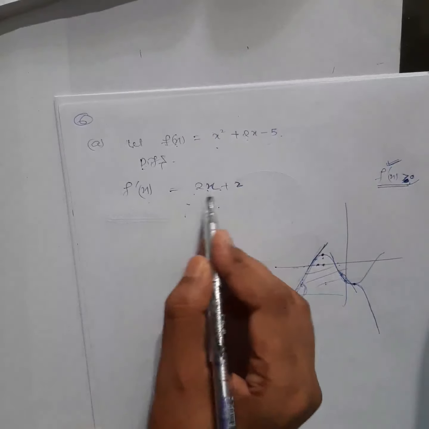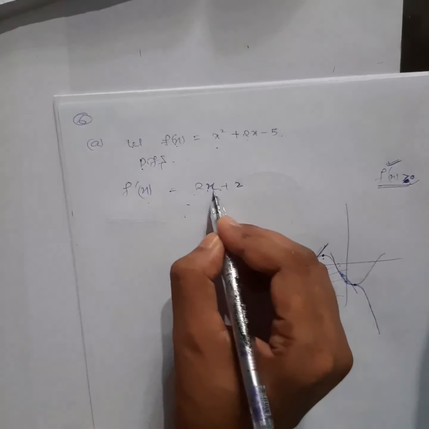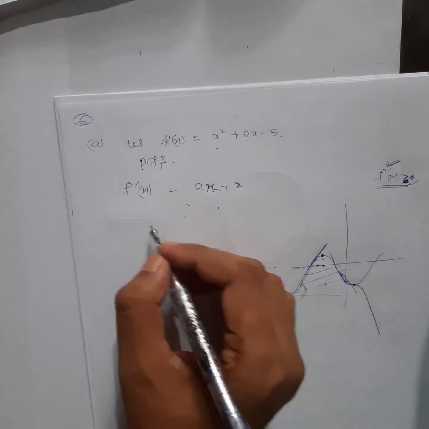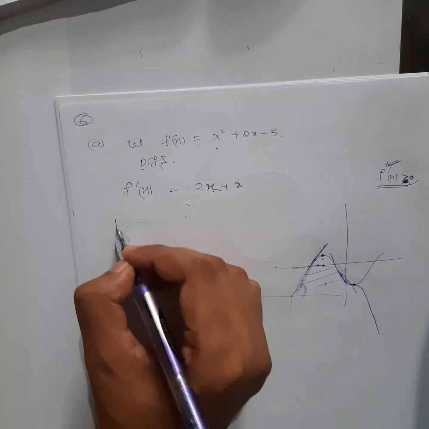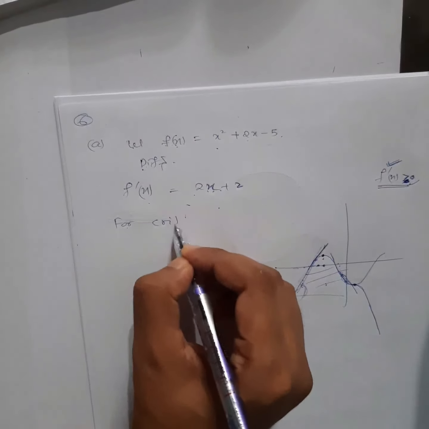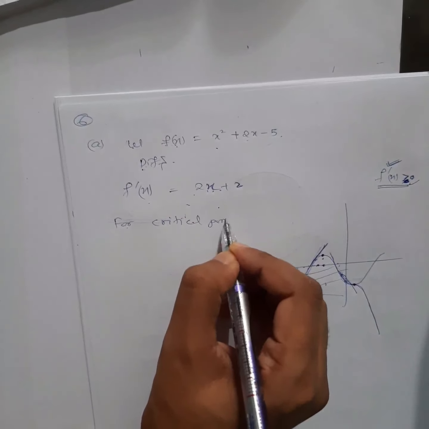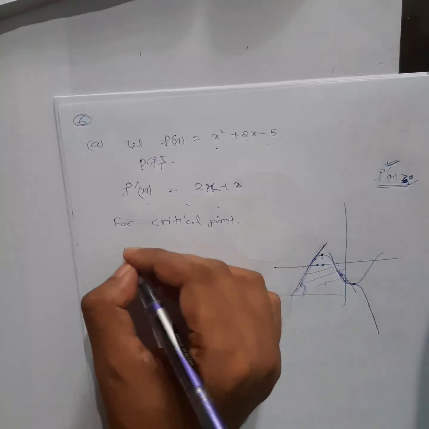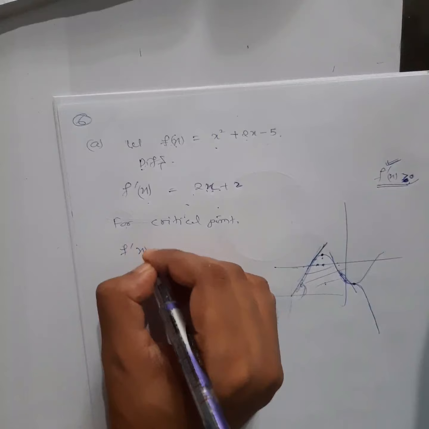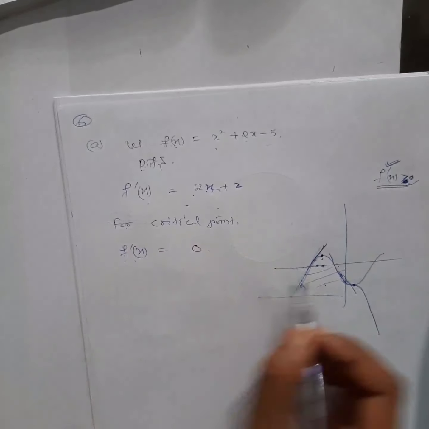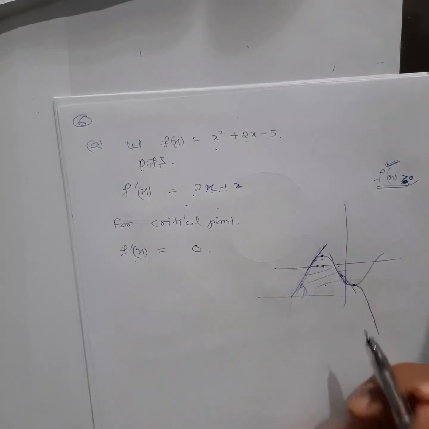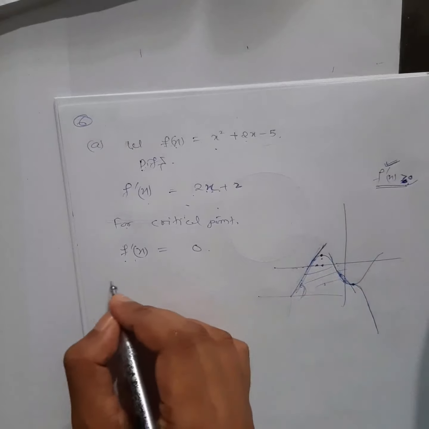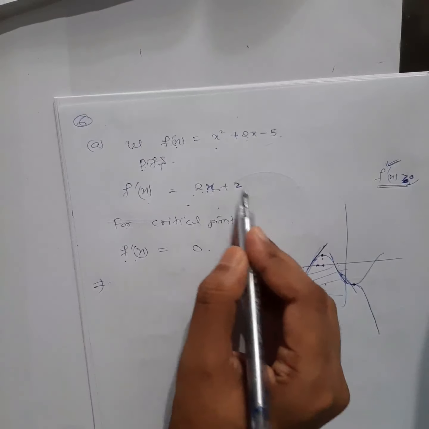So what I will do is find out the first critical point where the graph will change. For the critical point, you can also call it a neutral point, no problem. F dash x, your derivative, is equal to 0, right? Your slope of tangent is 0 wherever your critical point is. So from this we will find out where the critical point is.